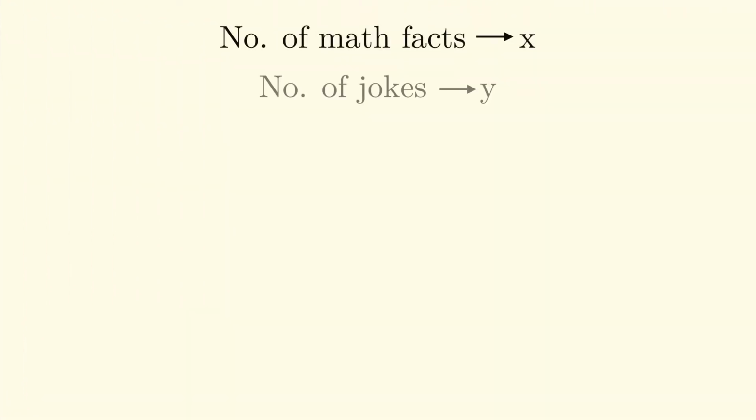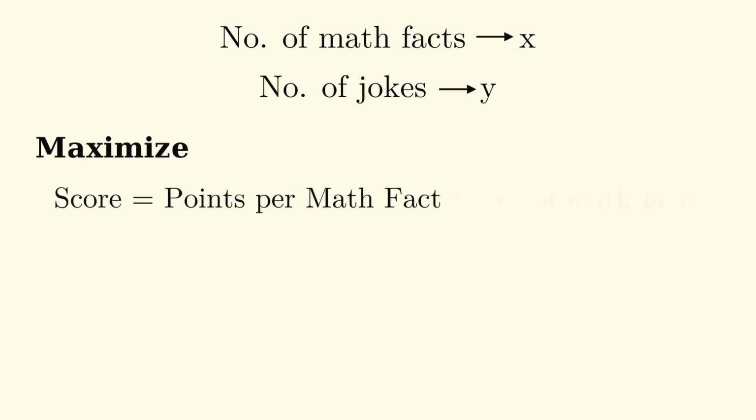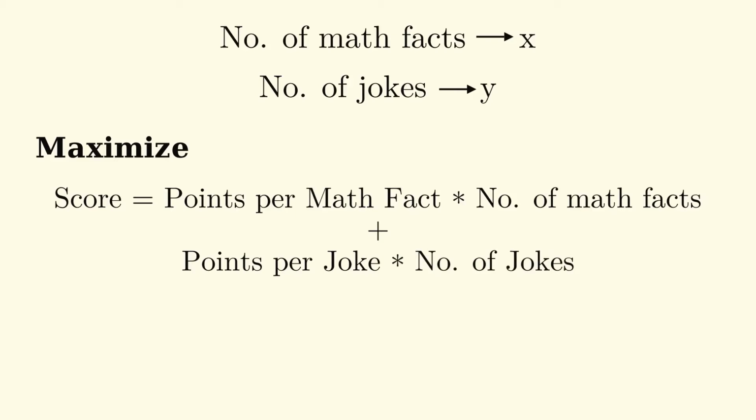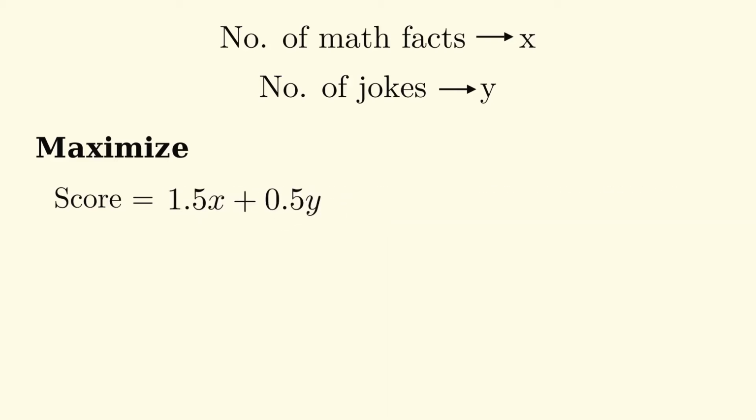Here's how. Let's say there are x math facts and y jokes in the video. We need to maximize our score, which will be equal to the points I get per math fact times the number of math facts plus the points per joke times the number of jokes. Filling in the values, we get our expression. We call this our objective function.